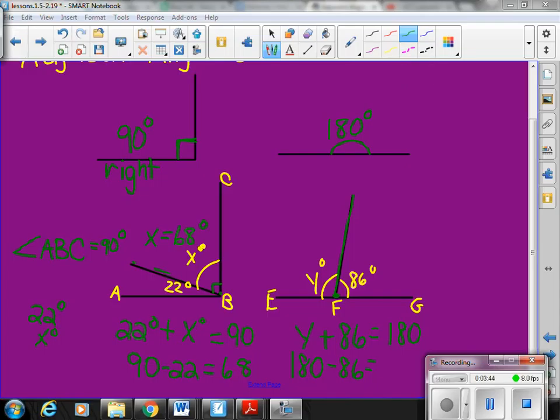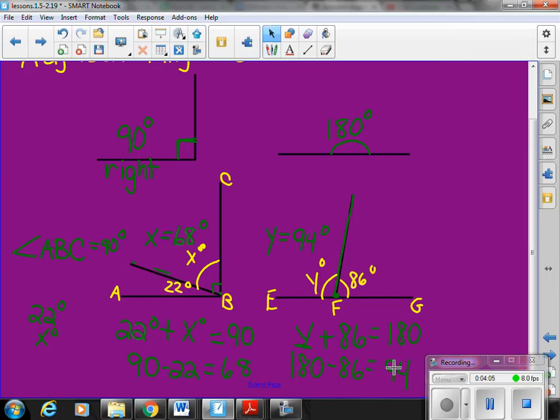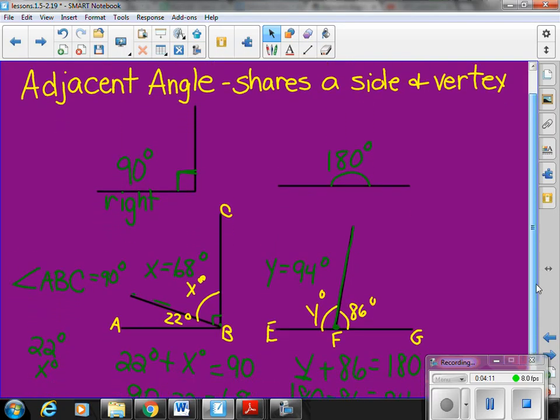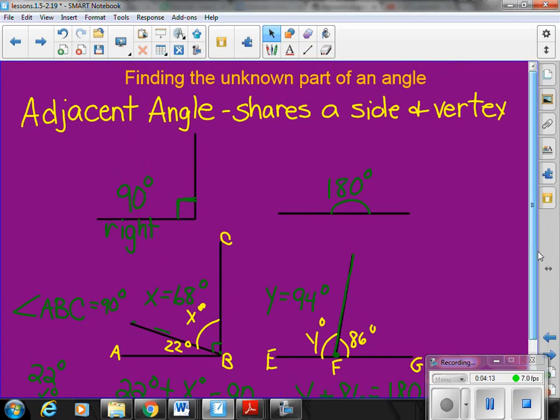So I know that 180 minus 86 gives me a total of 94. So there, I know that y is equal to 94 degrees. I can further check it by plugging that 94 into where y is. 94 plus 86 should equal 180 degrees. And that's using what you know about adjacent angles, using adjacent angles to find the unknown part and what you already know about angles. Okay.